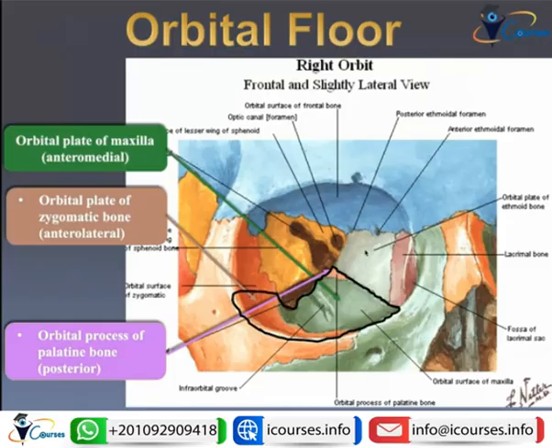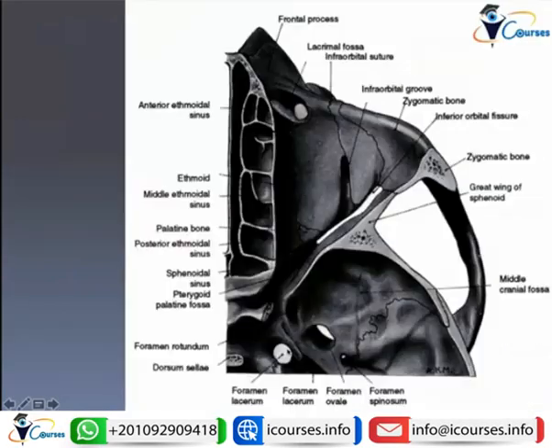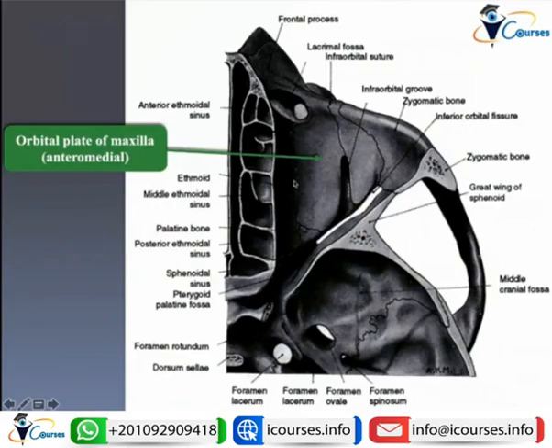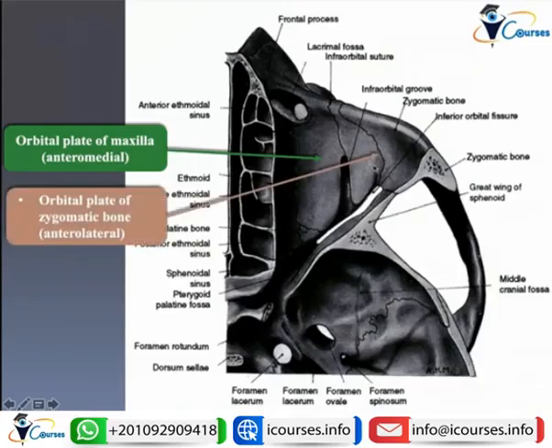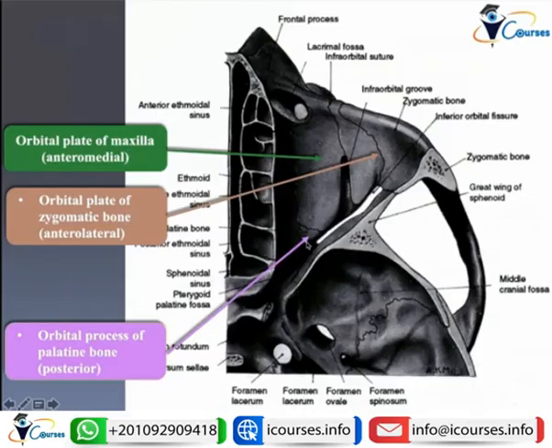So again, this is the floor. If we remove the roof and the eye globe and look at the floor from above, we will find a bone forming the anteromedial part of the floor called the orbital plate of the maxilla. Laterally, there is the orbital plate of the zygomatic bone, and as you can see, a groove separates both of them. It's called the infraorbital groove. And finally, there is a small triangular piece of bone located posteriorly. It is called the palatine bone.